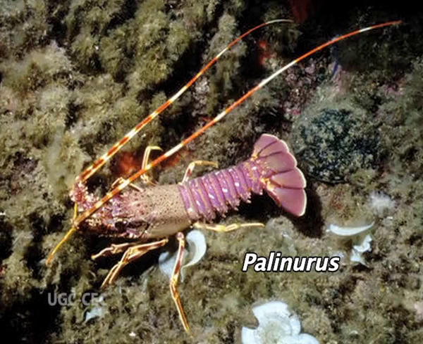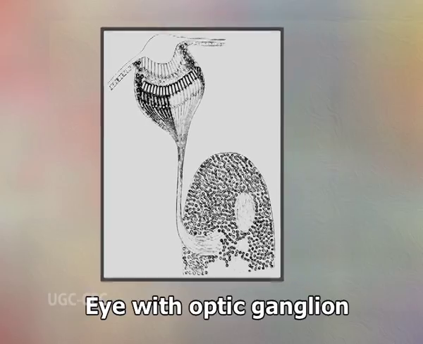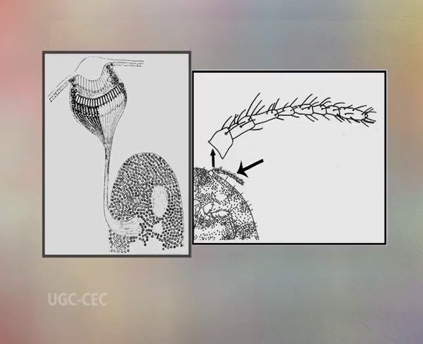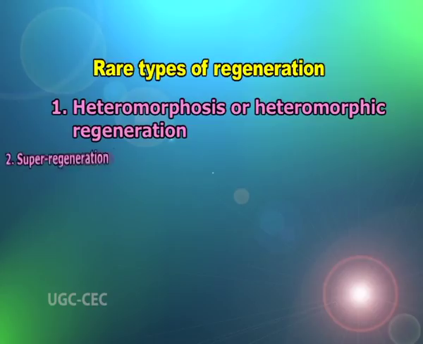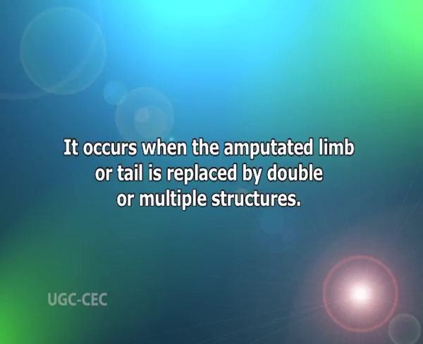In Palinurus, a shrimp, the eye may regenerate after being removed, but in case the eye is removed along with the optic ganglion, it will not be regenerated, and in place of the lost eye, a regeneration blastema is formed, which develops as an antenna-like organ. Number 2, superregeneration. It occurs when the amputated limb or tail is replaced by double or multiple structures.